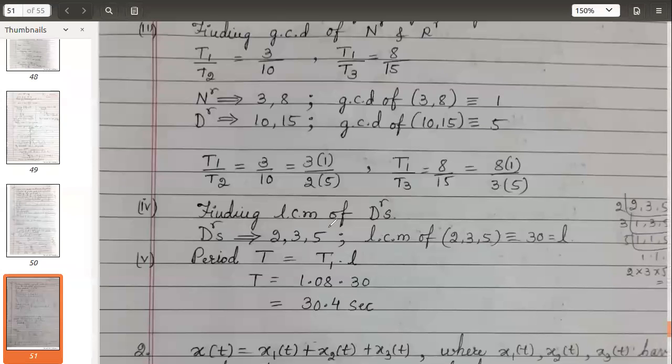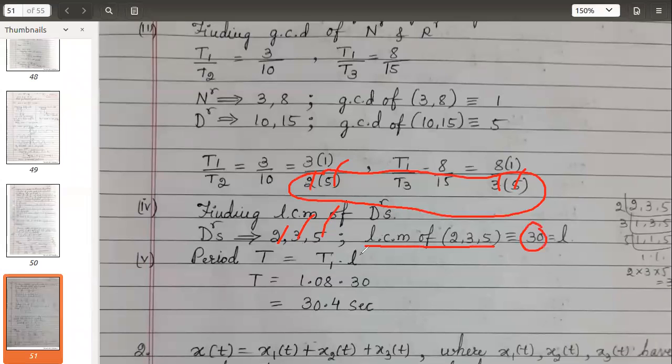After that, find the LCM of the denominators. Check in both the ratios what the denominators are: 2, 5, 3, 5. 5 is repeated because it is the GCD, so take it only one time. So for the denominator terms 2, 3, 5, find the LCM, and you will get 30.